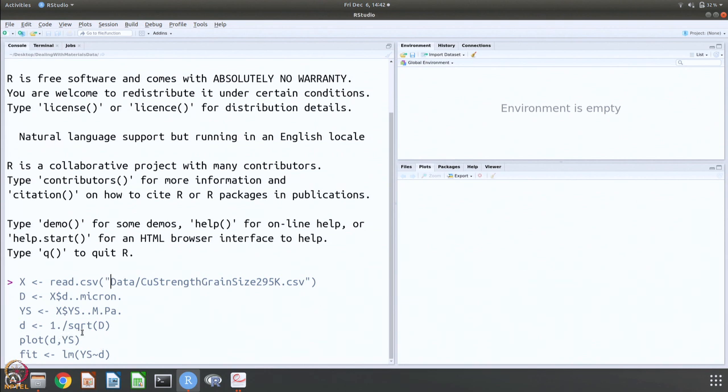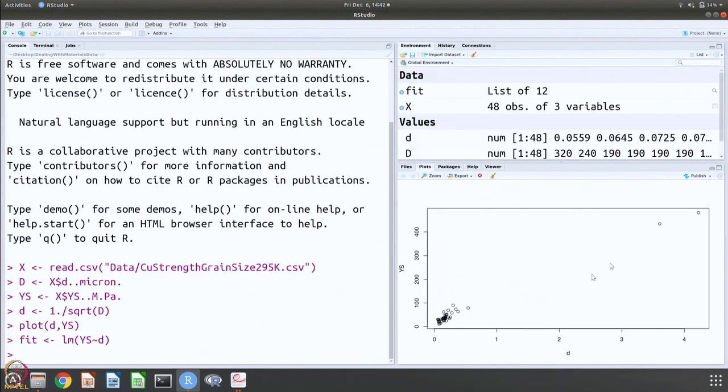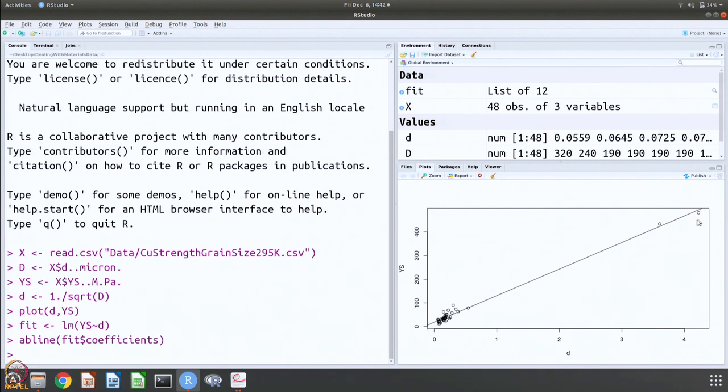So this is d to the power minus half, and then we are going to plot d versus yield strength, and we are also going to fit yield strength as a function of d. So the intercept and the slope should give us the Hall-Petch parameters. So you can see that the data, the d versus yield strength is like this. So this is actually 1 by square root of the grain size, and so you can see that it is like this. So we can try to see where the fitted line is. So the fitted line goes through all these points, and so it does seem to follow this relationship.